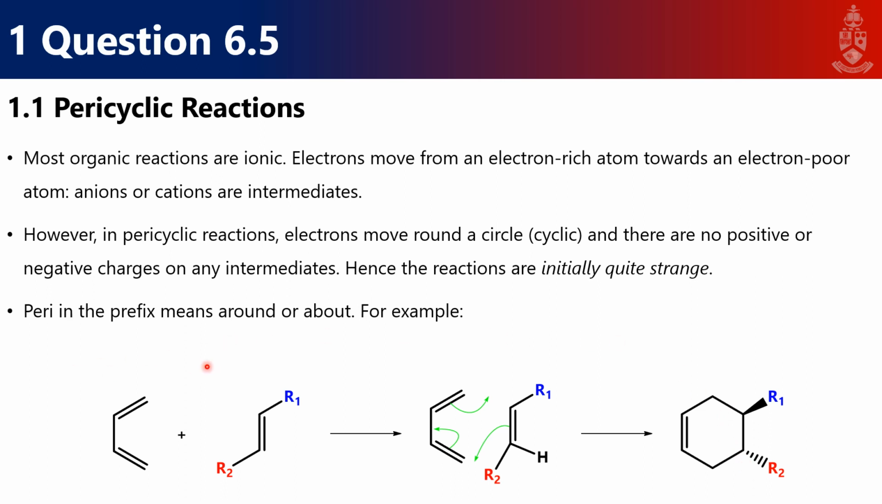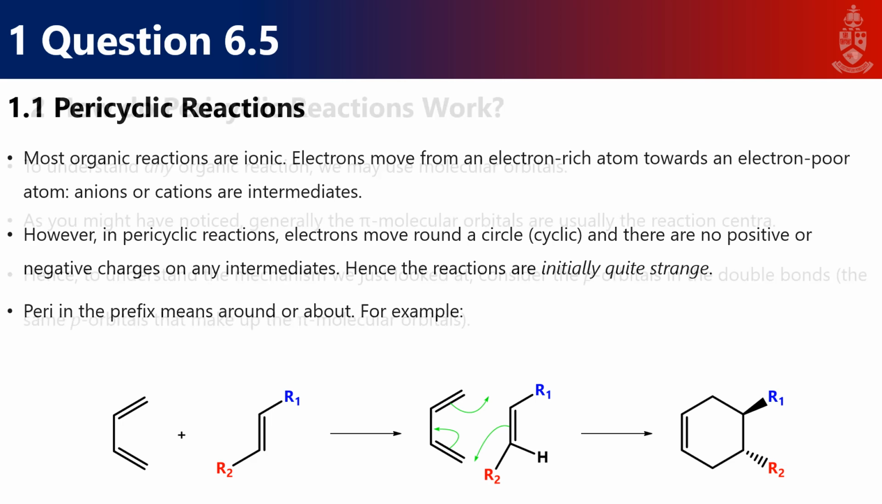Interesting story. Peri in the prefix means around or about. So technically it's around cyclic reactions. It's always interesting to know where these words come from. But in essence, this is the mechanism. Just spend some time. I'm quite sure you can see them. It's just pushing arrows. You form the bonds.